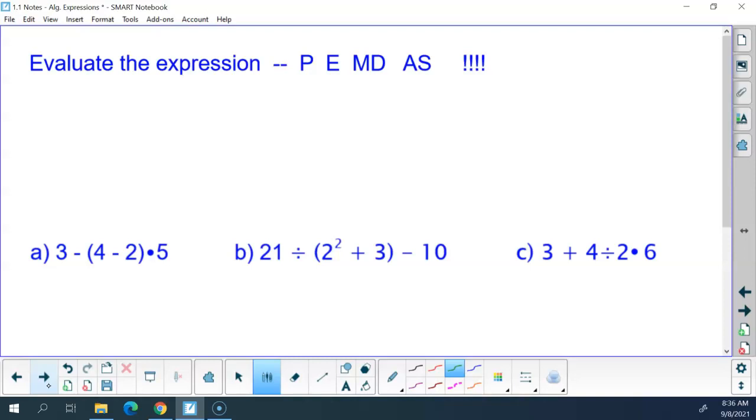So the first thing that we do is parentheses. I think that's how you spell it. I'm guessing. Oh, I think that's right. Okay. And then we got E. E is for exponents.